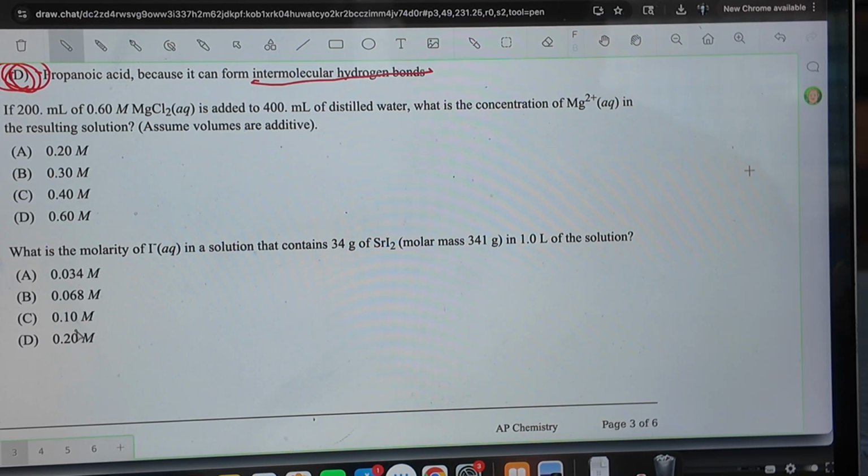Okay. So this question, you're taking 200 milliliters of 0.6 molar MgCl2. It makes sense that it's aqueous, because aqueous means it's mixed with water, right? And what is the concentration of Mg in the resulting solution? Assume volumes are additive.